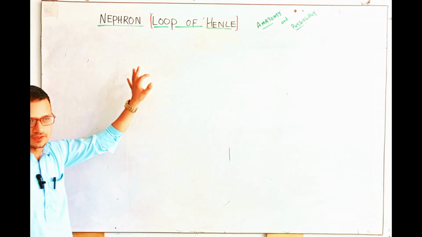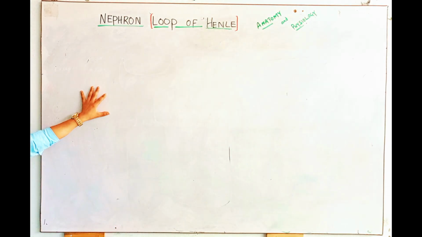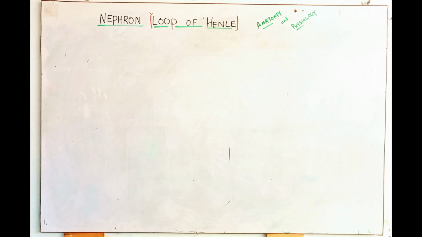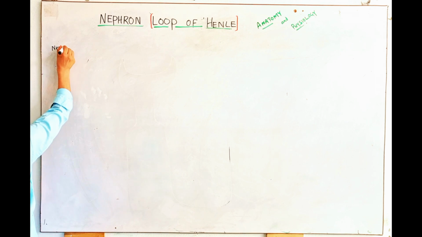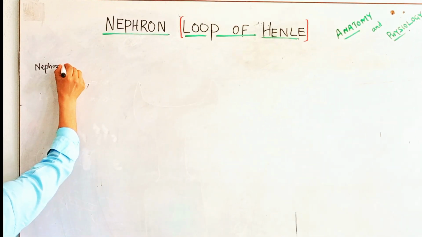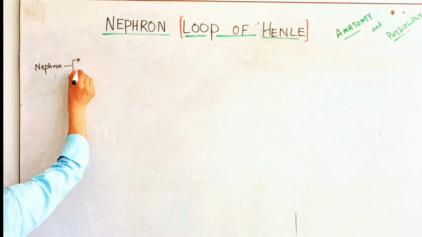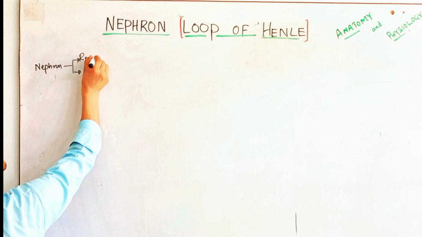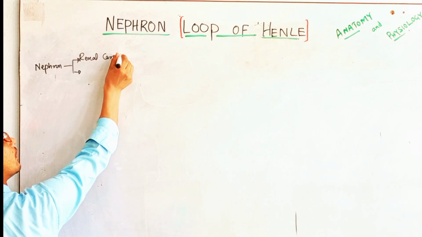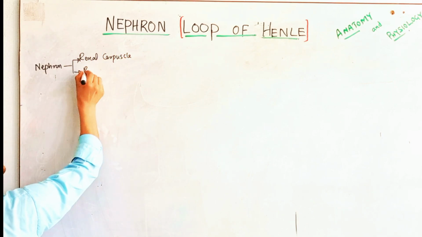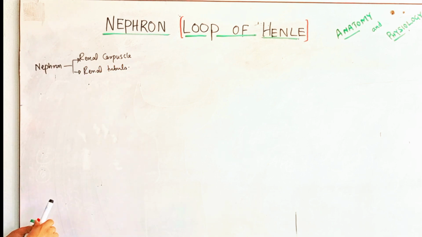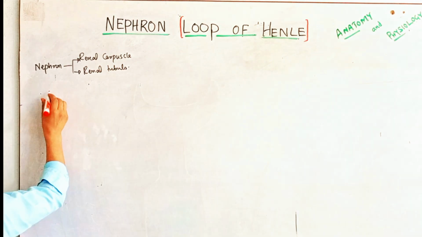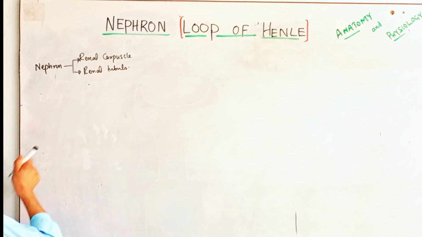We have discussed the nephron in detail, mainly the two parts, the glomerulus and the proximal convoluted tubules. A nephron is composed of two parts, the renal corpuscle and renal tubules. Renal corpuscle is, for example, this is nephron.